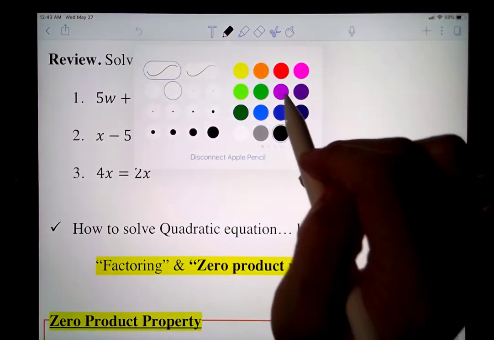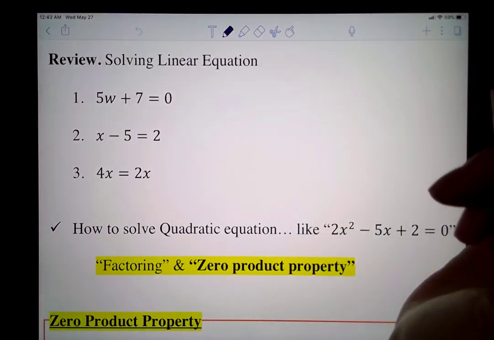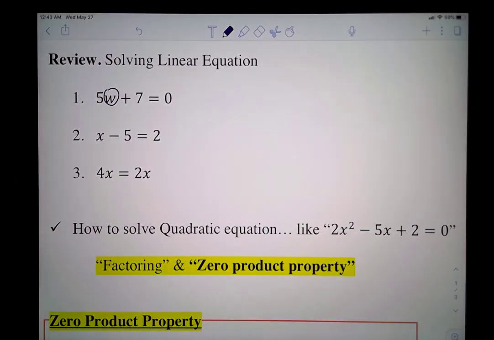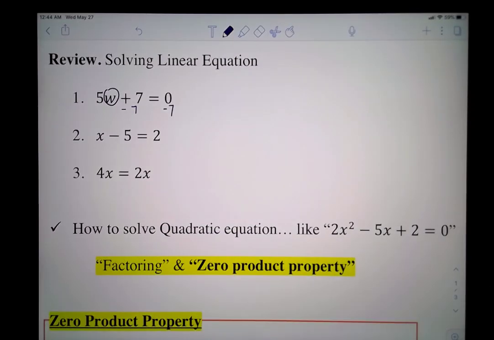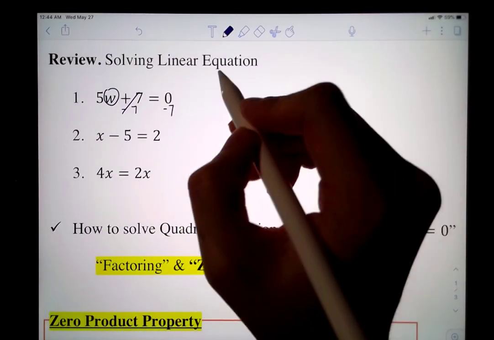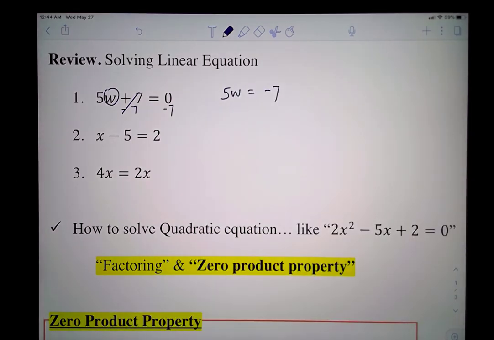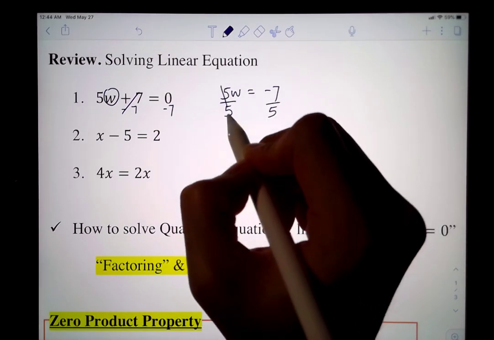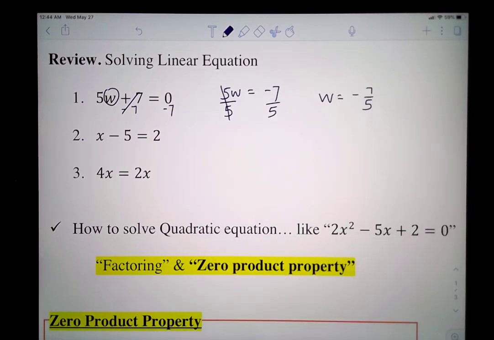When we solve the linear equation, we need to isolate the variable. So for this case, w is my variable, right? So I'm gonna isolate the w. So we do minus 7 on both sides, right? And then you cancel. So you get 5w equals -7. And then you divide it by 5. Right? So your answer, w equals -7/5.